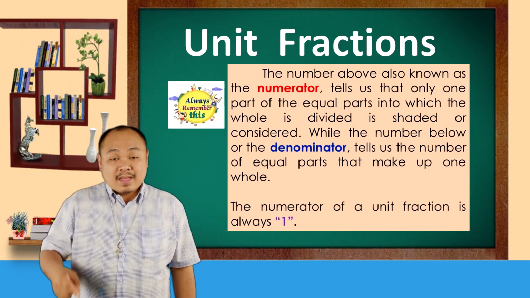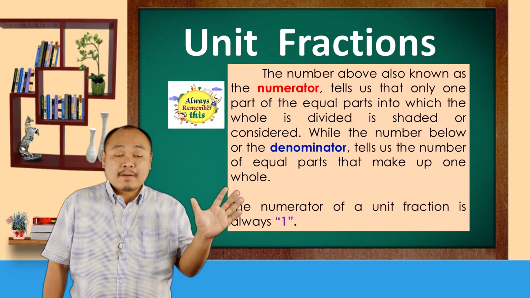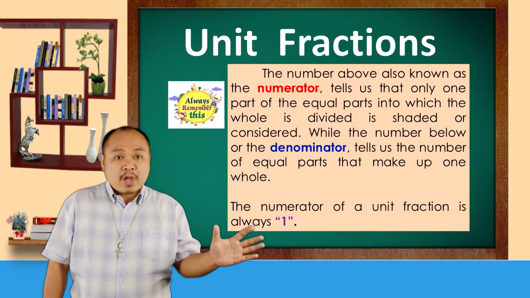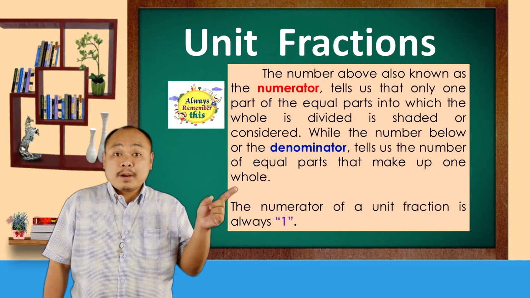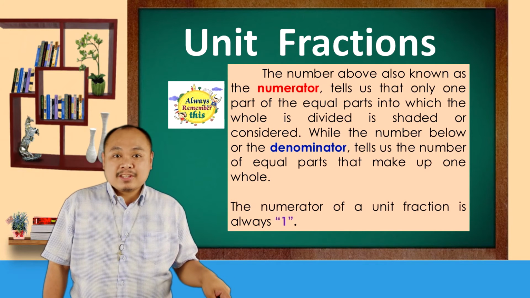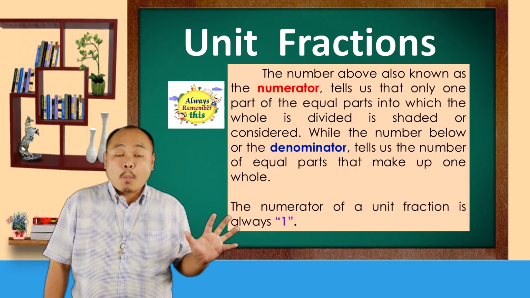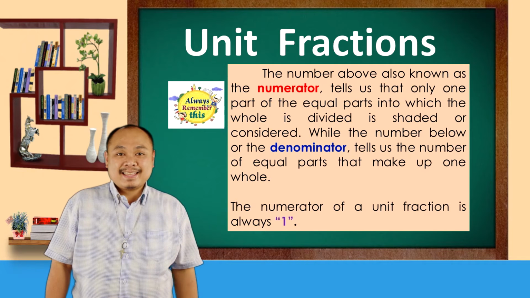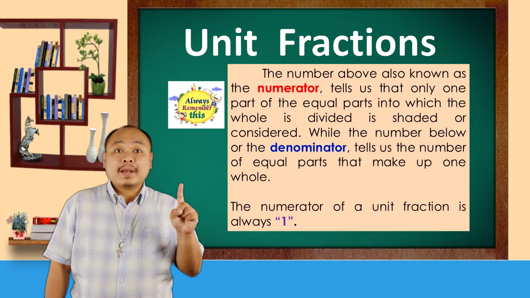Remember this: the number above, also known as the numerator, tells us that only one part of the equal parts into which the whole is divided is shaded or considered, while the number below, or the denominator, tells us the number of equal parts that make up one whole. The numerator of a unit fraction is always 1.